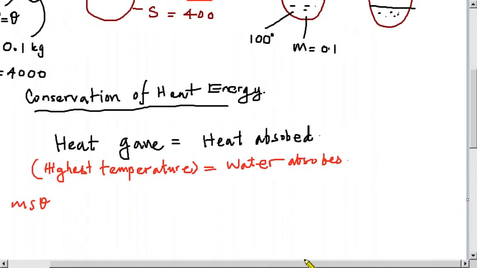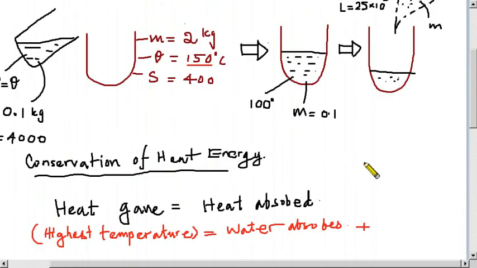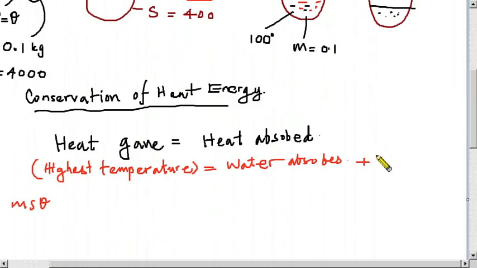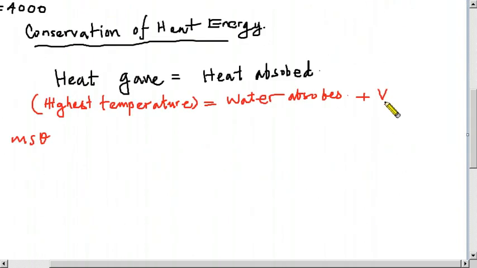Water absorbs heat. Then after that we have divided into two steps. So this water absorbs heat. Then what happens? This vapor also absorbs heat to change its state from 100 centigrade water to 100 centigrade vapor. So now we can write vapor. Vapor also absorbs. Water absorbs. Vapor absorbs.